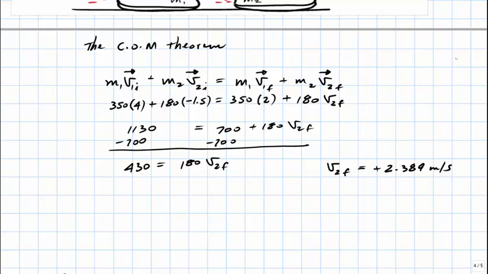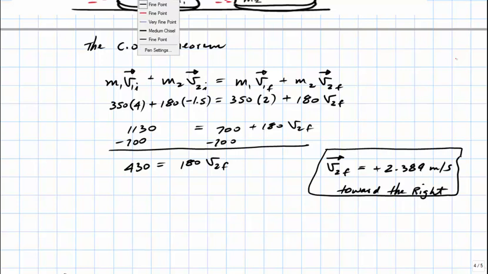The positive indicates that we chose the correct direction, so V2 final is directed towards the right. Now I'm specifying V2 final with a magnitude and a direction. That means it's a vector representation, and that's why we will bring back the arrow on top of V2 final. And let's note that the positive means we chose the correct direction.